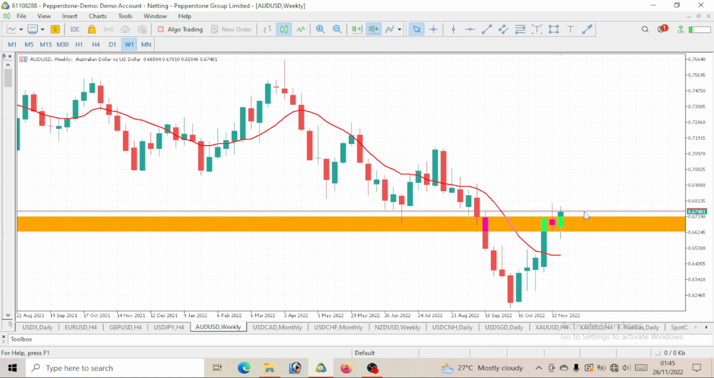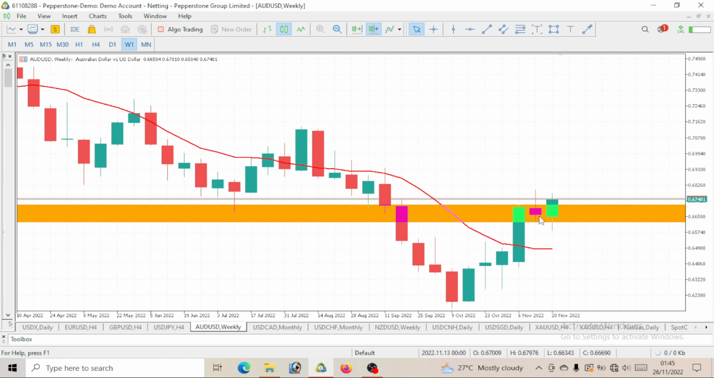So about this week that passed, we actually talked about our AUD USD giving us a bullish move, which we actually did. You can see that we actually had a bullish move. On the weekly time frame, our price opened and closed bullish. We actually predicted this move, that we will be having a bullish move, which we did.